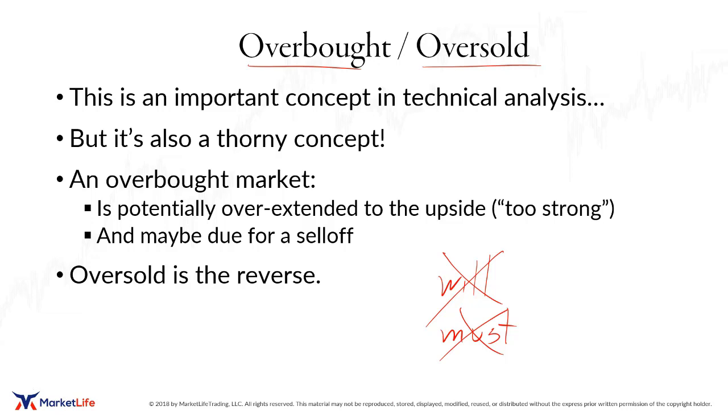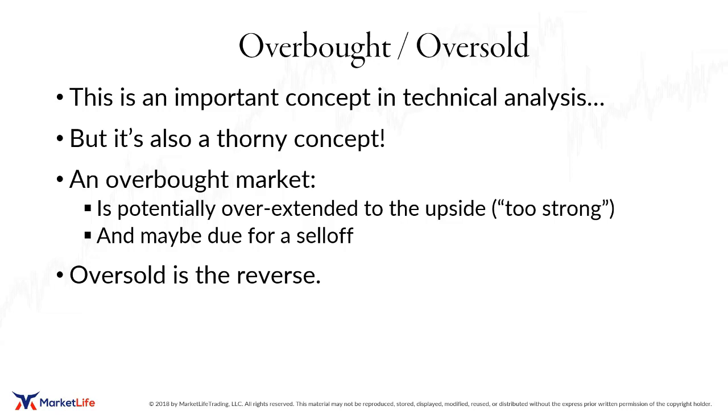Because everything we do, this is why we structure this like this, everything we do is simply a shift in the probabilities. So there is no certainty. If we're looking at a market that is overbought, the best we can say is that it's potentially maybe overextended to the upside, maybe due for a sell-off.